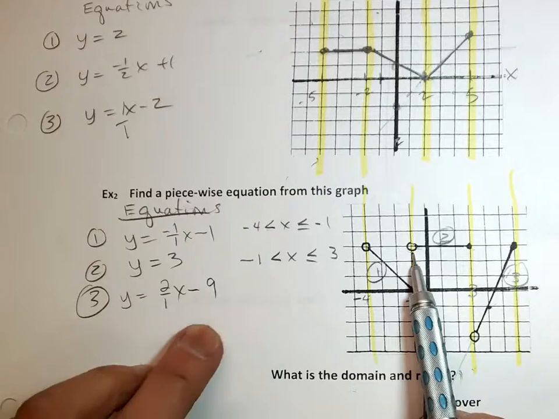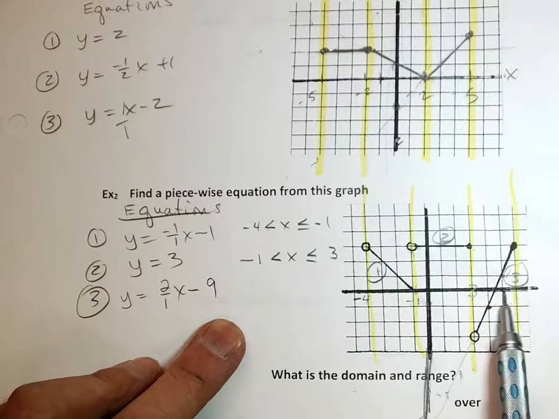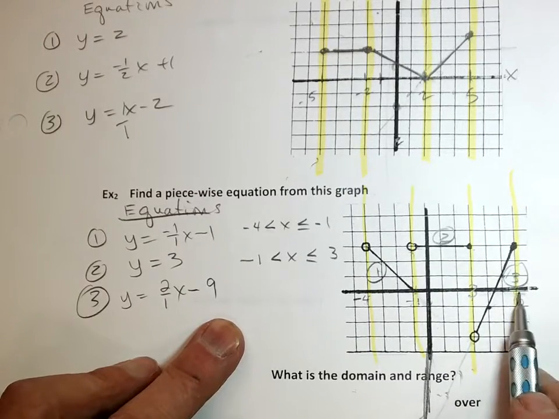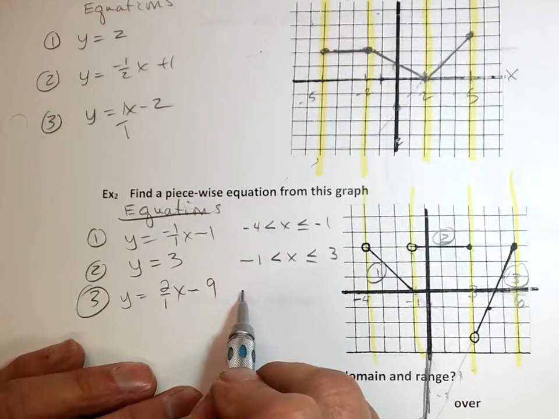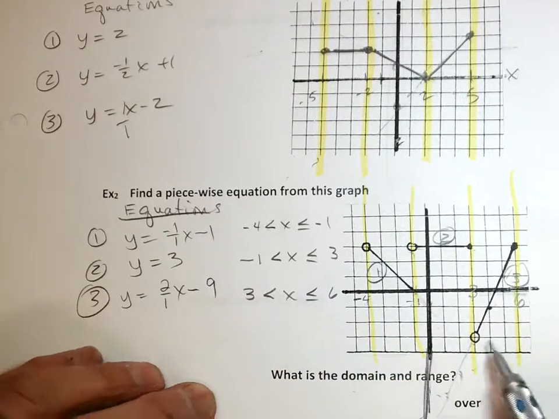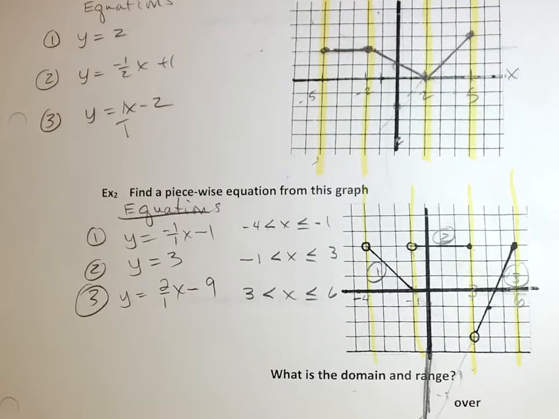Okay. Graph 3 exists between 3 and 3, 4, 5, 6, right? Graph 3 exists between 3 and 6. So we're going to go 3 is less than x, which is less than or equal to 6. Okay, it doesn't equal 3, open circle, so no equal sign. Okay, hopefully I'm going slowly enough. If not, ask the substitute to pause it at any time.